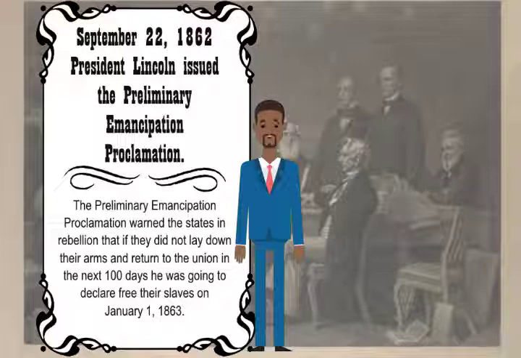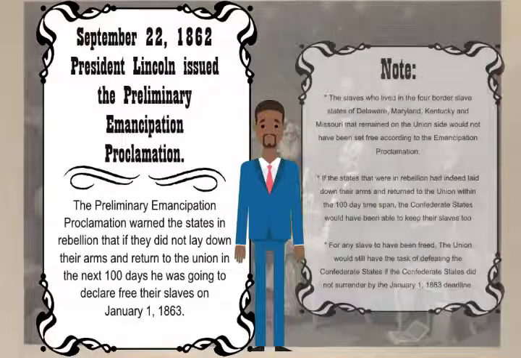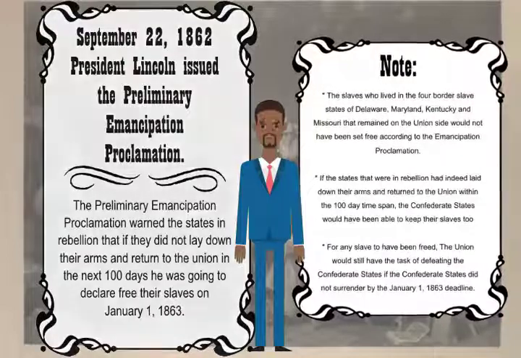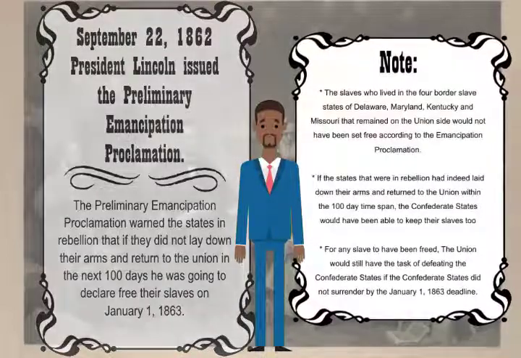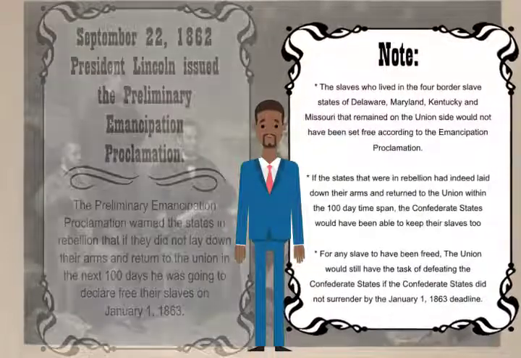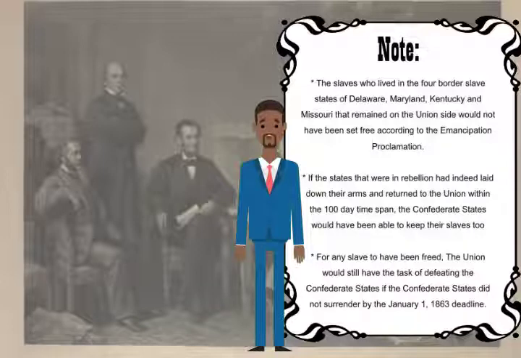It is important to note at this time that the slaves who lived in the four border slave states of Delaware, Maryland, Kentucky, and Missouri that remained on the Union side would not have been set free according to the Emancipation Proclamation. Also, if the states that were in rebellion had indeed laid down their arms and returned to the Union within the 100-day time span, the Confederate states would have been able to keep their slaves too. And finally, for any slave to have been freed, the Union would still have the task of defeating the Confederate States if the Confederate States did not surrender by the January 1st, 1863 deadline.